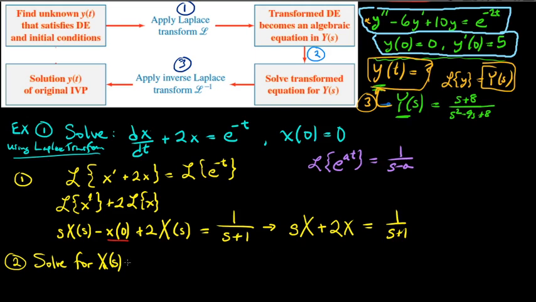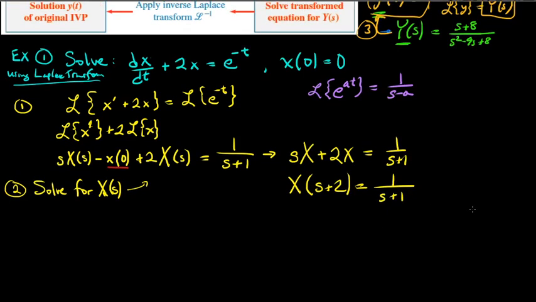Okay. So we're already solving for capital X here. Factor out the s plus 2. This is 1 over s plus 1. And divide by s plus 2. So X, and I'll put back the s now, X as a function of little s is 1 over s plus 2 times s plus 1, or s plus 1 times s plus 2, either way. Right. So there we go.